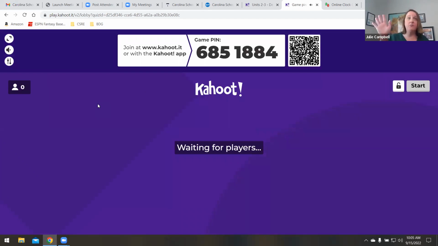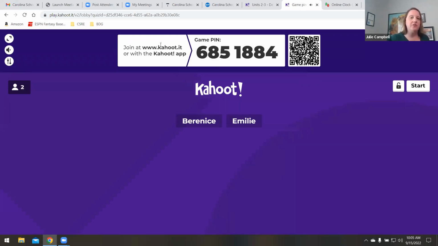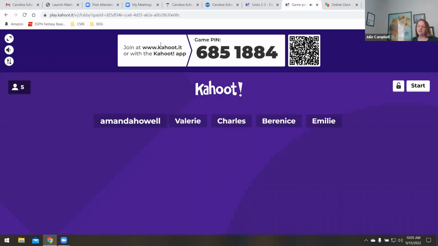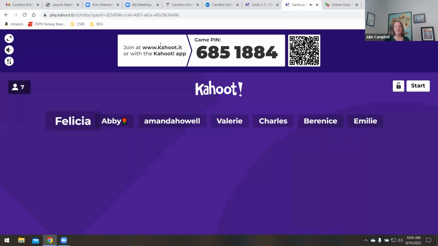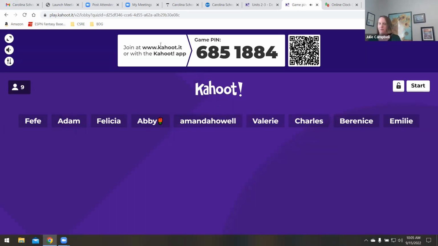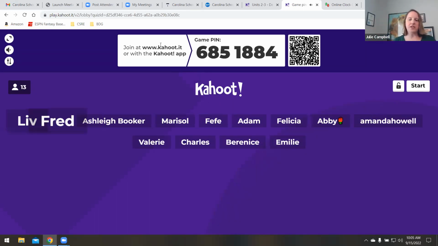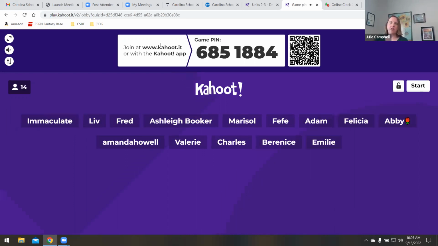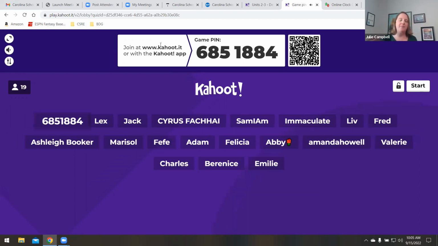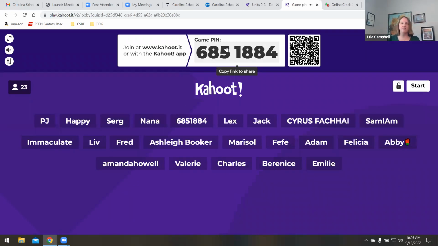The easiest and simplest way to do it is to scan this QR code. Everybody see this right here? So you take your phone, scan the QR code. You also have the option of going to kahoot.it, the website, or you can download the app. Downloading the app is going to take a minute, I know, but we'll get you in so we can keep going. If you do the website or the app, it's going to ask you for a game pin. So here's the game pin, 685-1884.